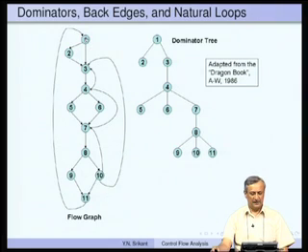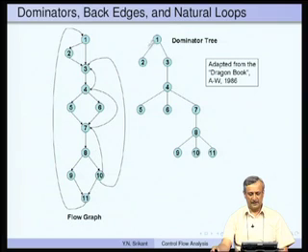Obviously, since 1 is the root, every path must start from 1, but let us look at something more interesting. 4 dominates 10. That means starting from 1, all paths to 10 must go through 4, which is very obvious. We go like this and then branch this way or this way. So that is very simple.